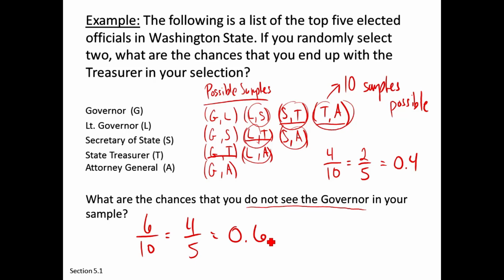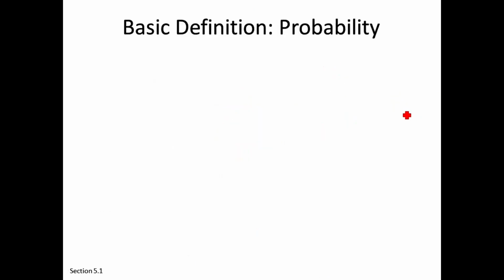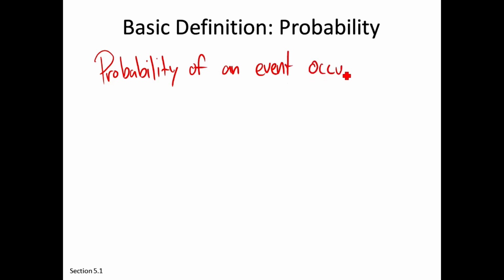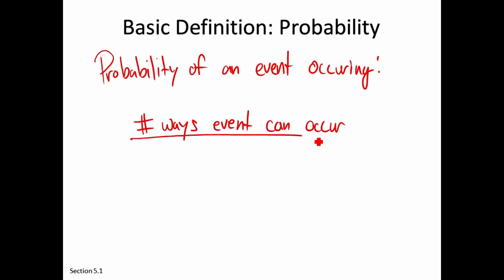So in chapter 5, if you haven't figured it out already, we're going to be talking about probability. So the basic definition of probability: the probability of an event occurring is going to be a ratio of the number of ways the event can occur divided by the number of total possibilities.